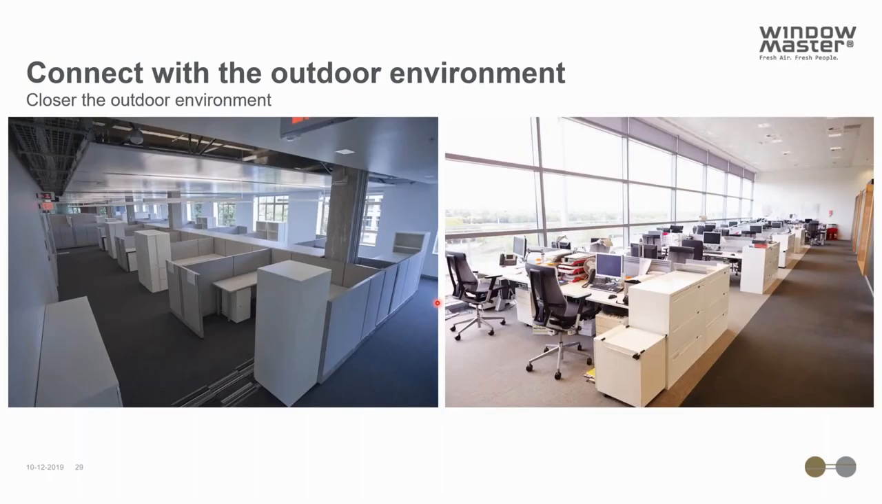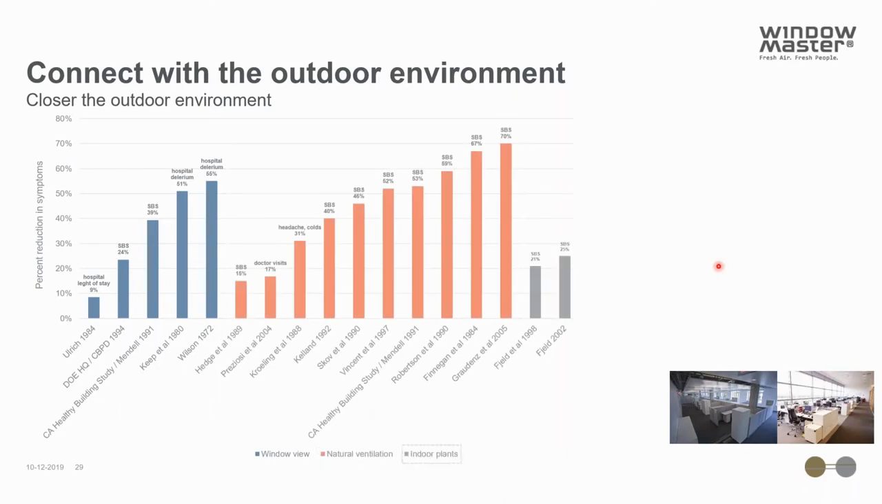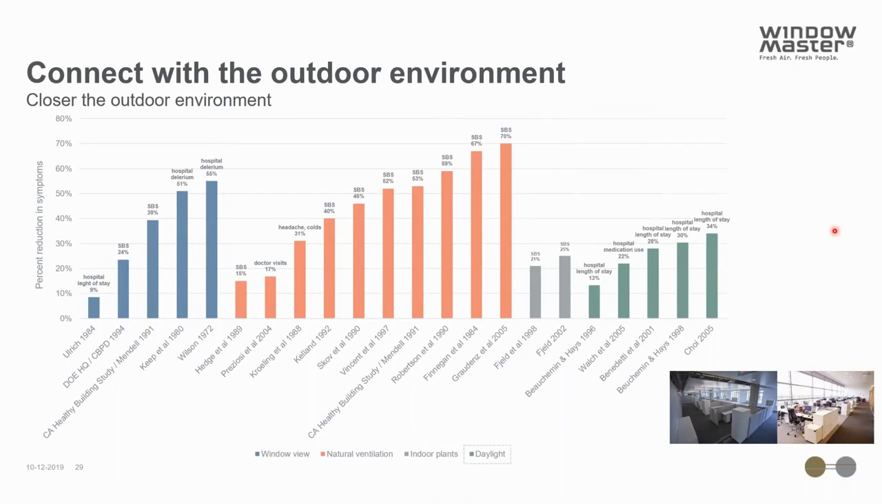To finish off, I want to discuss the general importance of locating the occupants closer to the outdoor perimeter. As you can see from these office examples, there's a big difference in the layout. And it's not only important in relation to natural ventilation. We have a lot of research that shows the importance of being near the outer perimeter and being connected with the outdoor environment. And it can be in relation to the window view, the positive effects from that, natural ventilation, of course, having something like indoor plants, and of course, daylighting are all very important factors that can improve the experience of users of a building.